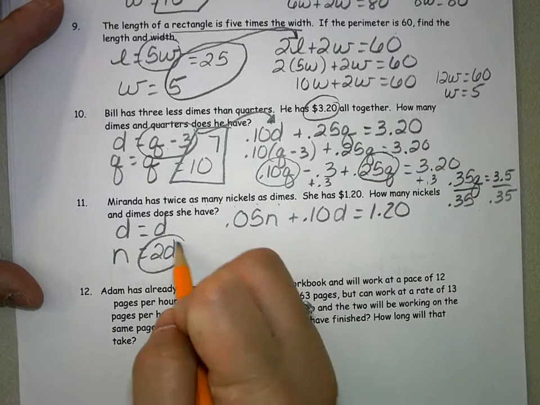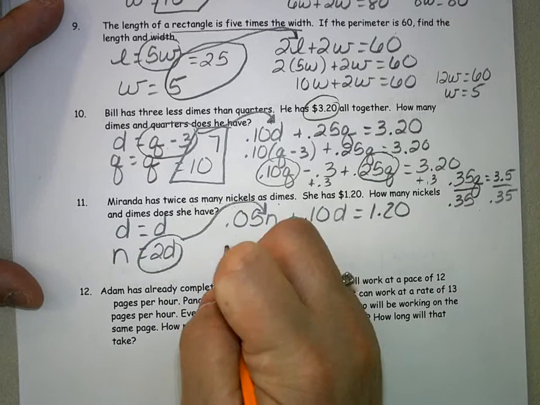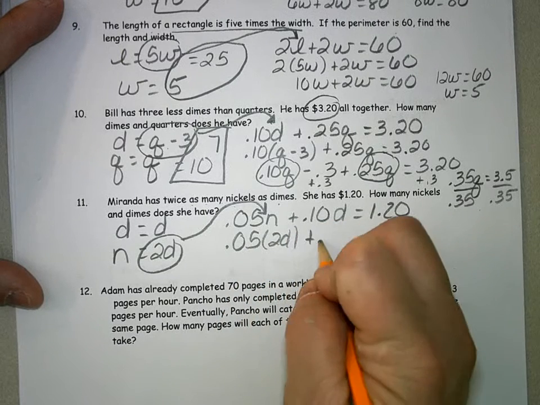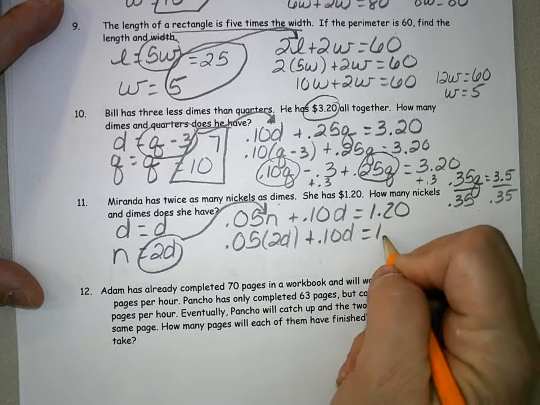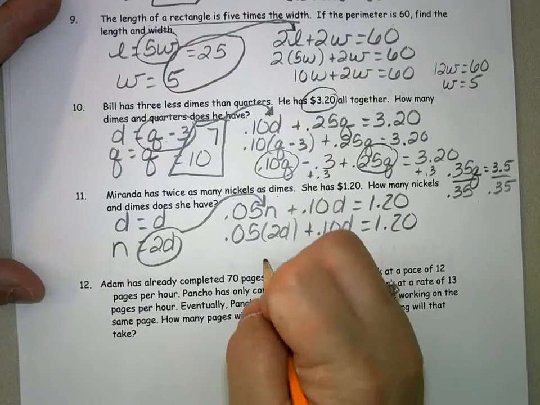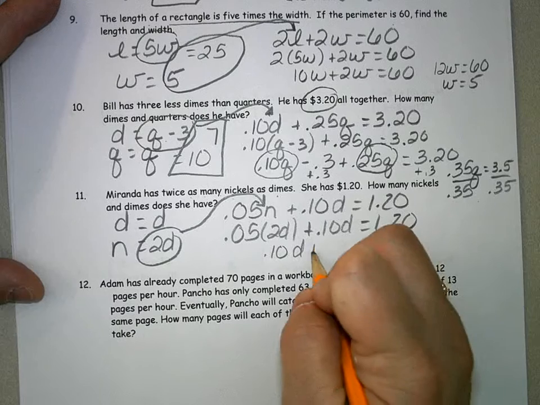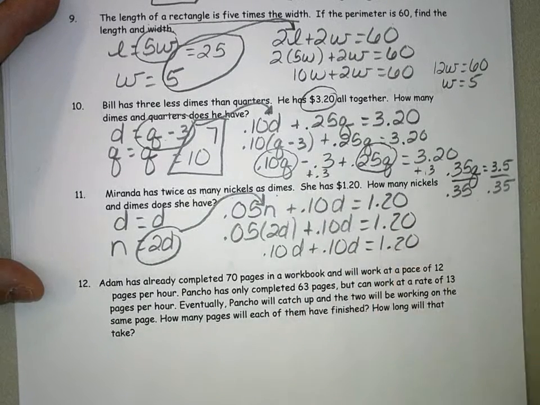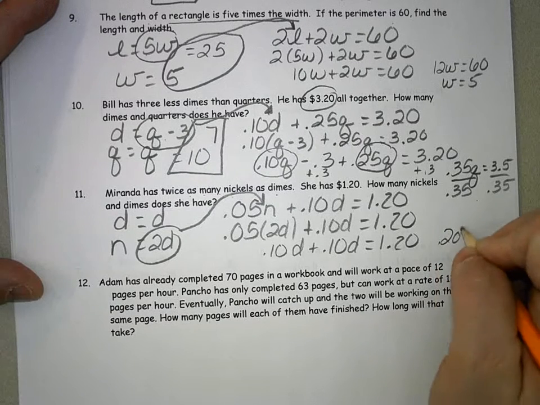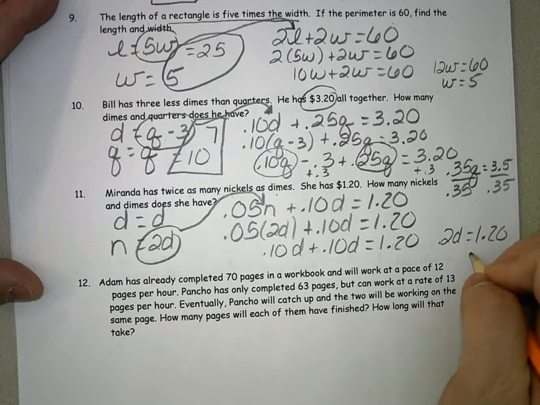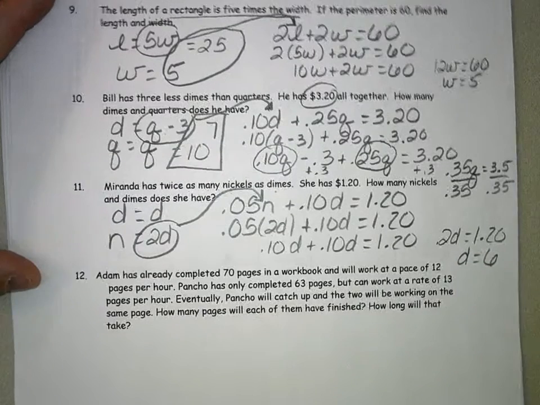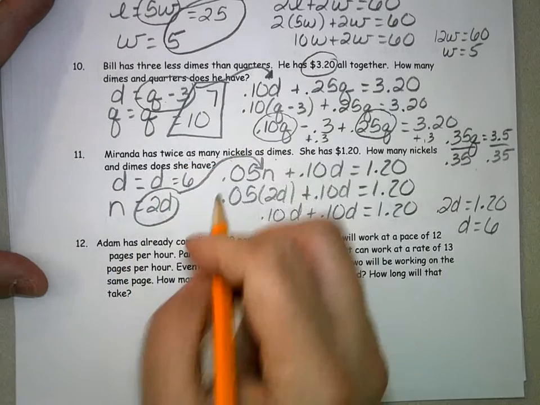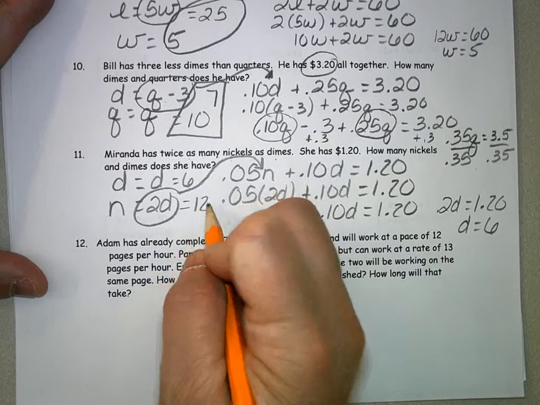You're going to take this and put it in place of the n. 0.05 times 2d plus 0.10d equals $1.20. So 0.10d plus 0.10d equals $1.20. 0.2d equals $1.20. And so D equals 6. That means she has 6 dimes, and if you double that, 12 nickels.